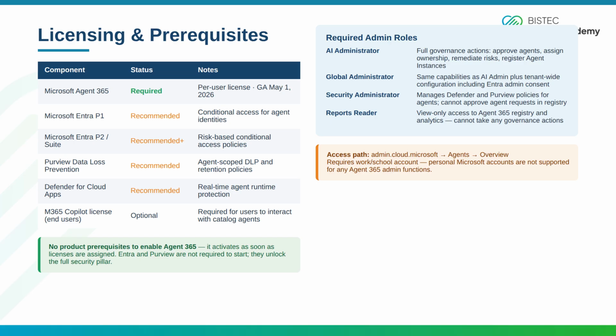On admin roles, governance actions in Agent 365 require either AI Administrator or Global Administrator. Copilot Studio Admin and other M365 admin roles do not grant governance action permissions in the Agent 365 registry. If your team separates the Copilot Studio admin role from the AI Administrator role, which is a reasonable access control split, ensure the right people hold the right roles before attempting the challenge deliverables.